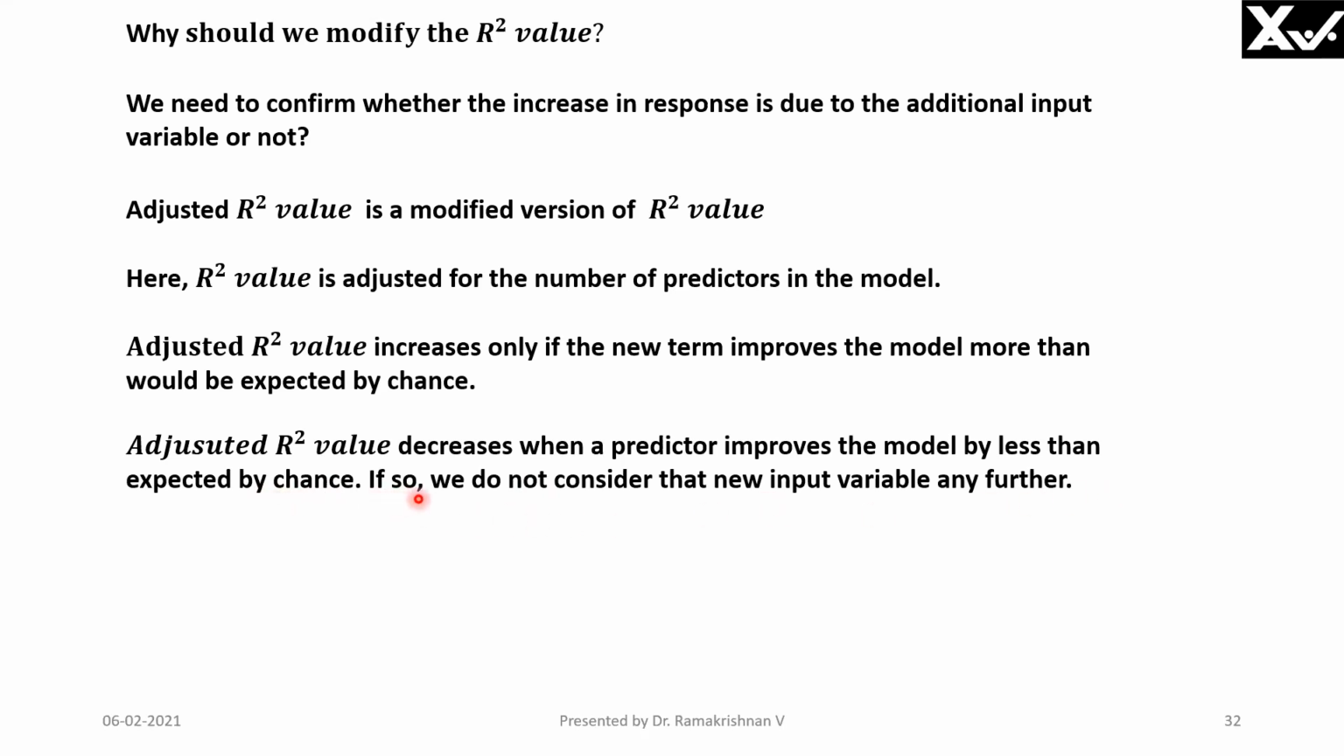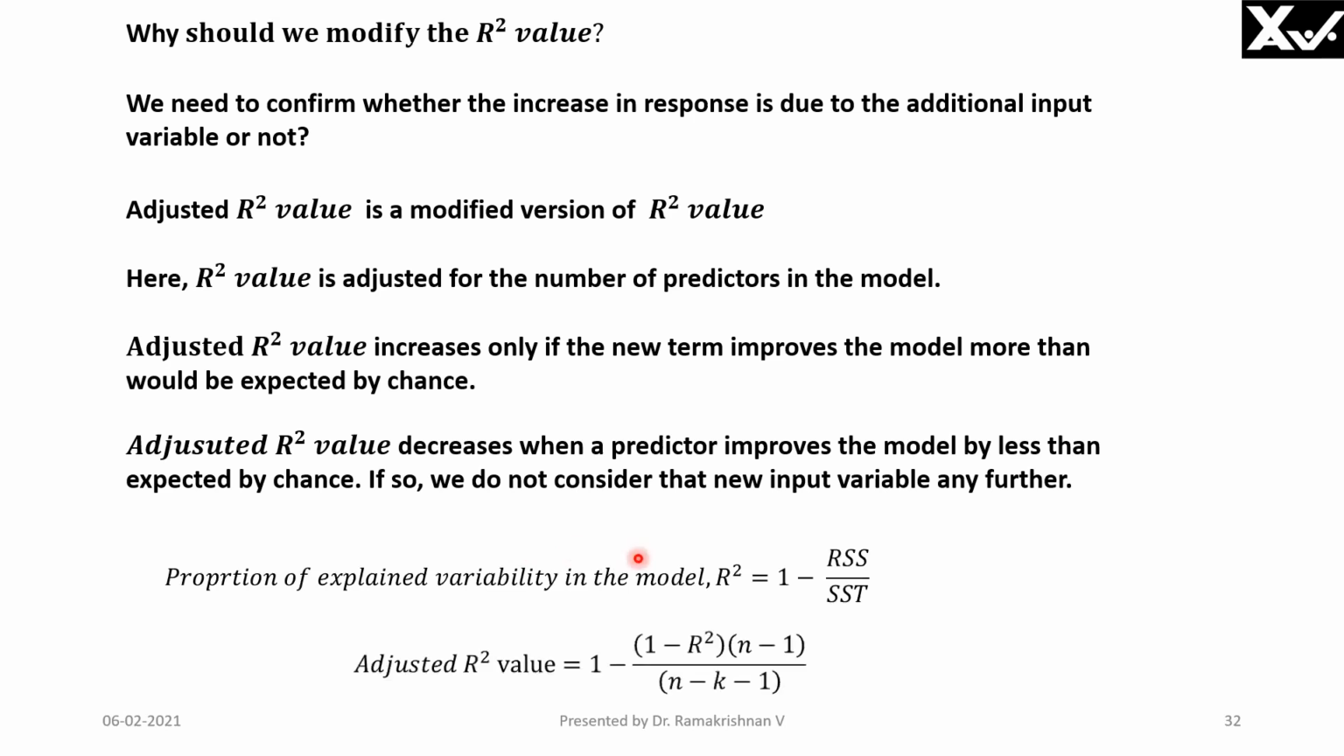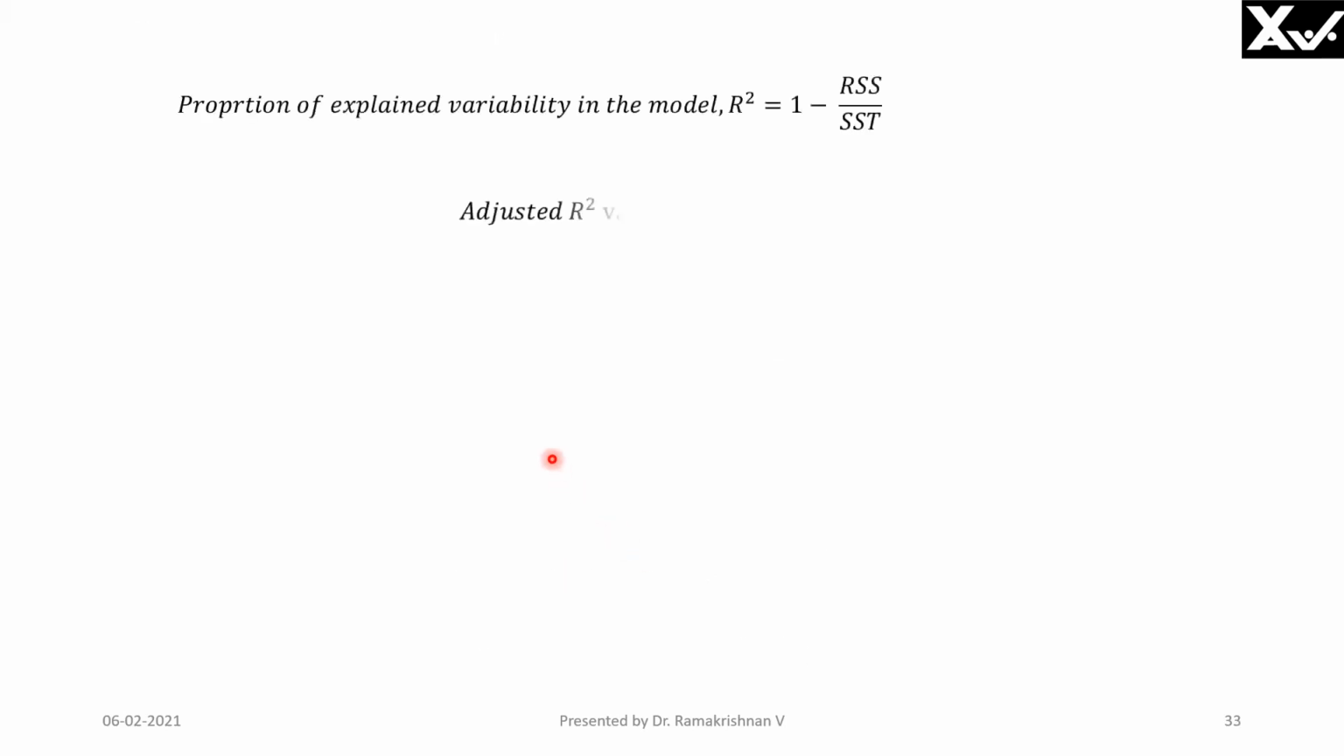So if so, then we see that the improvement is only by chance, not by the added input variable. So in that case, we do not consider that new input variable any further. We reject that new variable. Now we will see an example here.